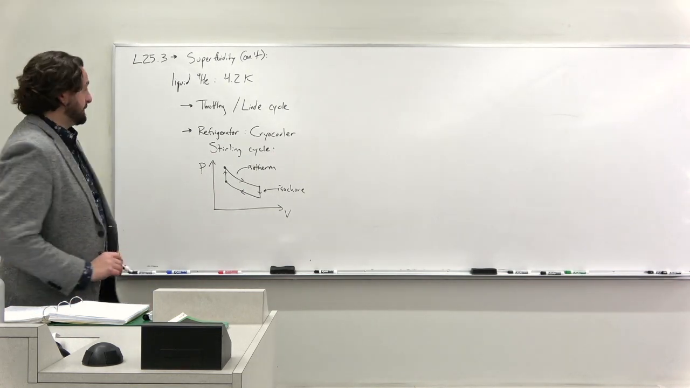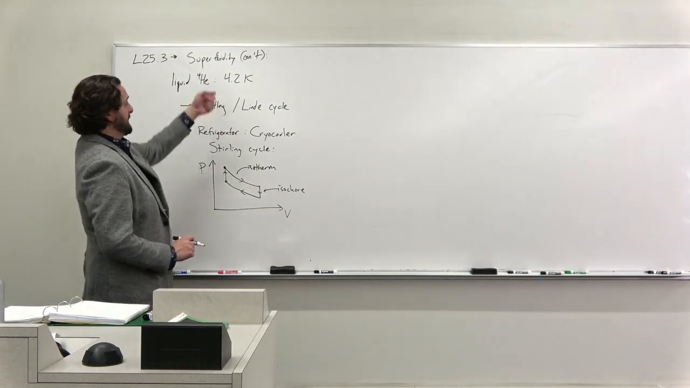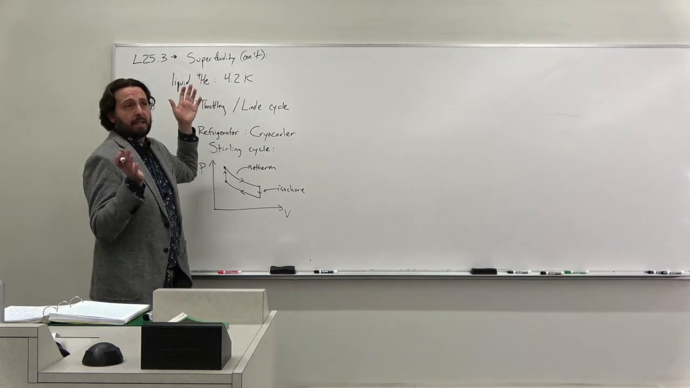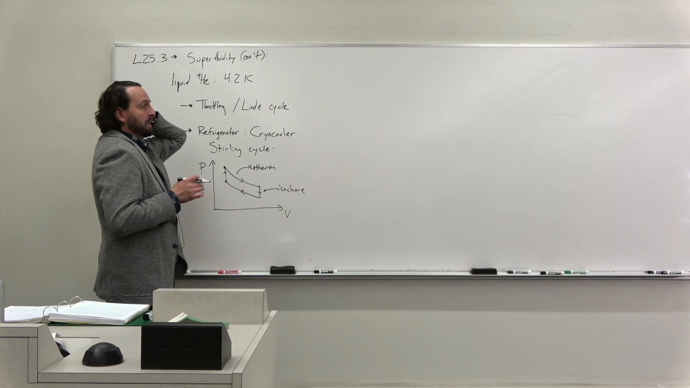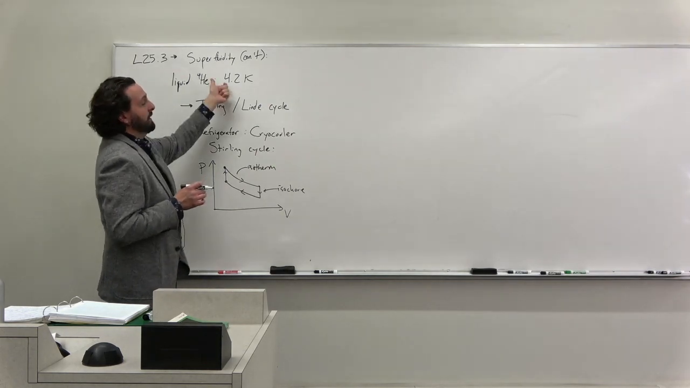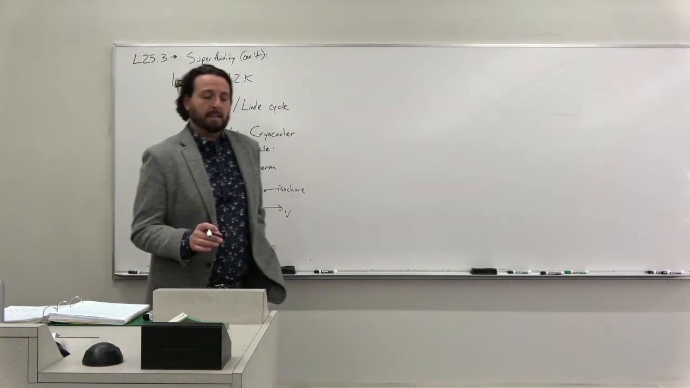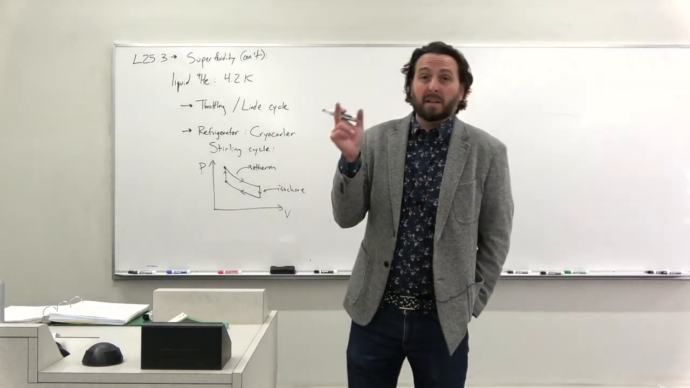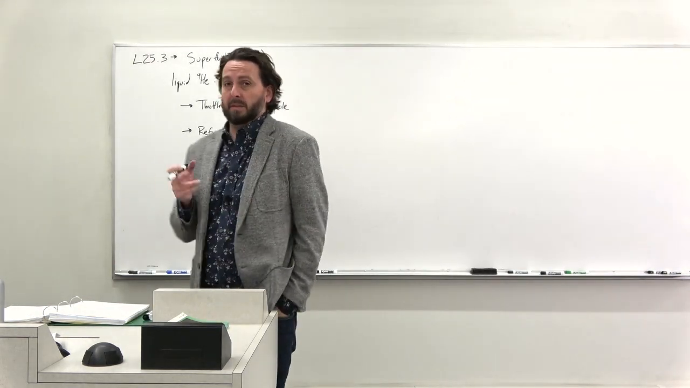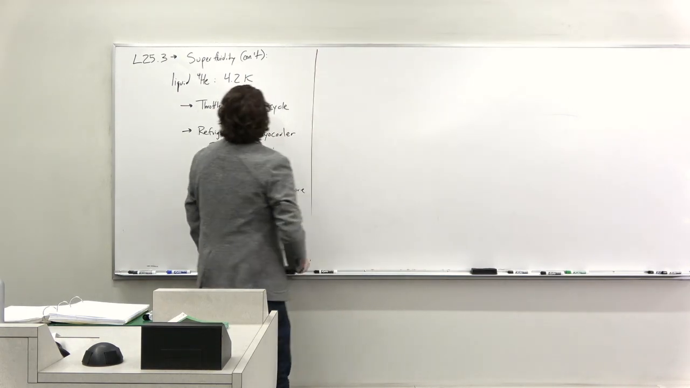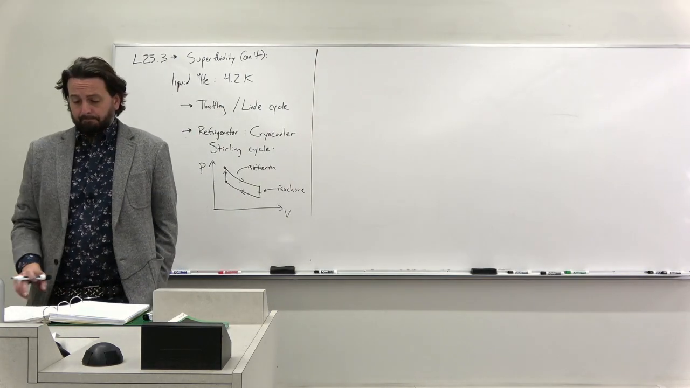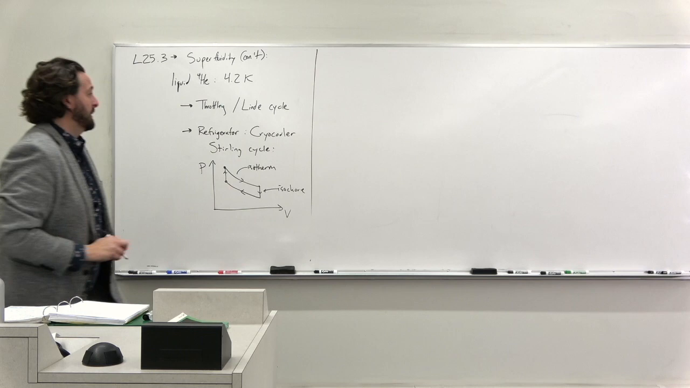Okay. But let's imagine this gets me to 4.2 Kelvin, let's say. You can do a little bit better with these Stirling cycle refrigerators, but not much. So how do you get below 4.2 Kelvin? So you now have another tool in your toolbox to get to even lower temperatures, right? And that's what we talked about in lecture 24.